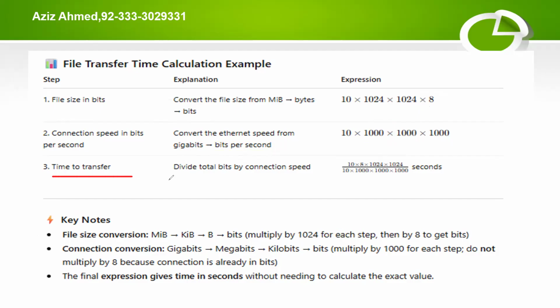Time to transfer: divide total bits by connection speed. So 10 into 8 multiplied by 1024 multiplied by 1024, divided by 10 into 1000, 1000, 1000. So you can get the answer in seconds.